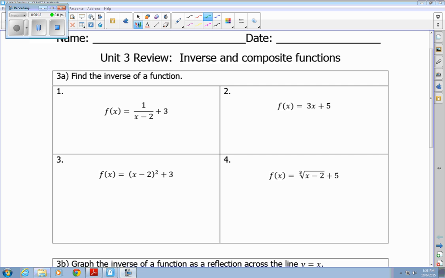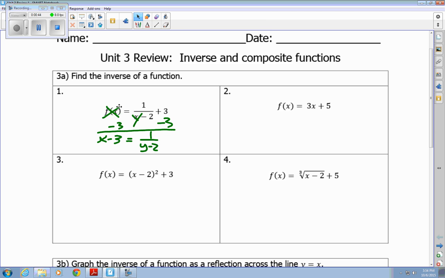So 3a is find the inverse of a function. To find an inverse algebraically, you switch x and y. So the f of x was y, let's make that x. The x here, let's make it y. And first thing we need to do, we need to solve. We need to get y by itself. In this case, first thing we need to do is subtract 3. X minus 3 equals 1 over y minus 2.